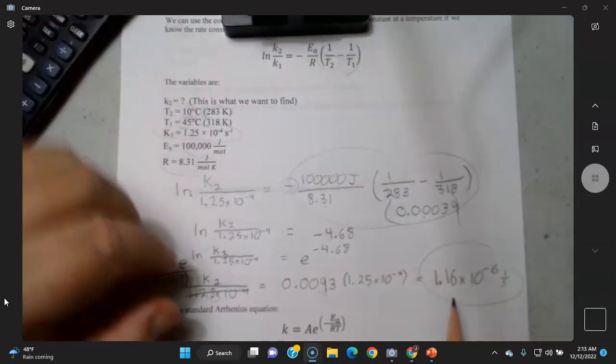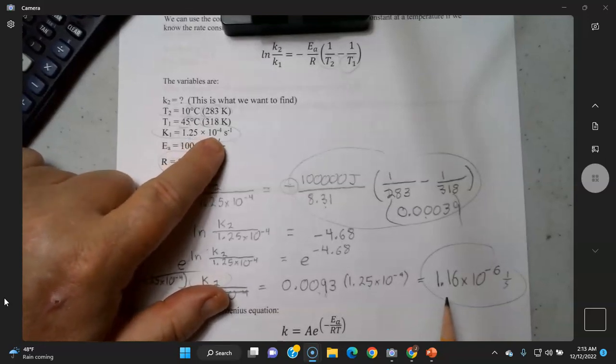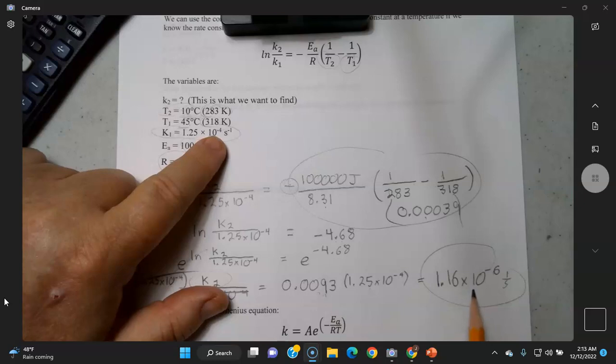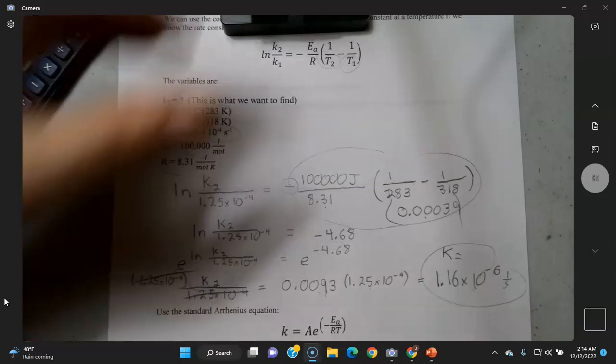Okay, so if we compare that to our original rate constant, at a higher temperature it was 10 to the -4th. At a lower temperature it's 10 to the -6. That's a much smaller number, and so therefore the rate constant went down. So that's the value of K. K equals this. Okay, that's how you do this.